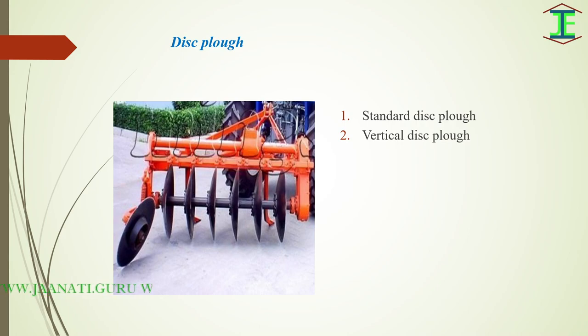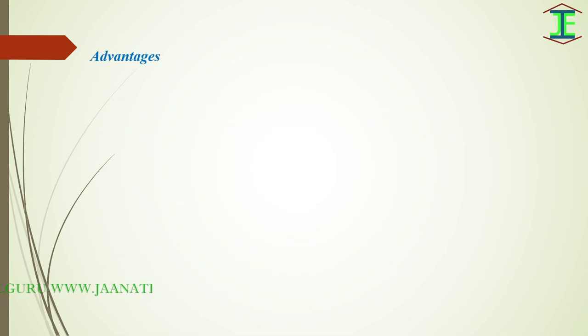And the diameter of this vertical disc plough varies between 50 to 65 centimeters, and the spacing between two discs is 20 to 25 centimeters, and the disc angle maintained is 40 to 45 degrees for this vertical disc plough. Advantages and disadvantages of the disc plough.